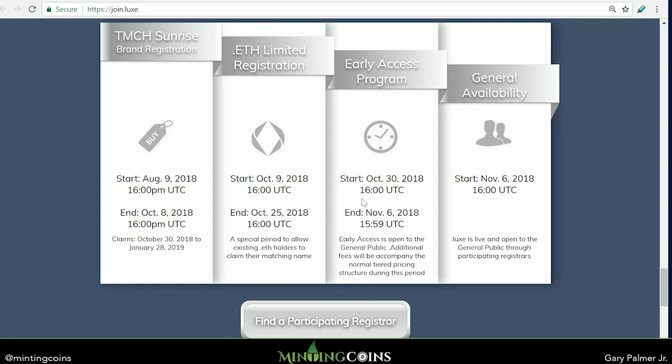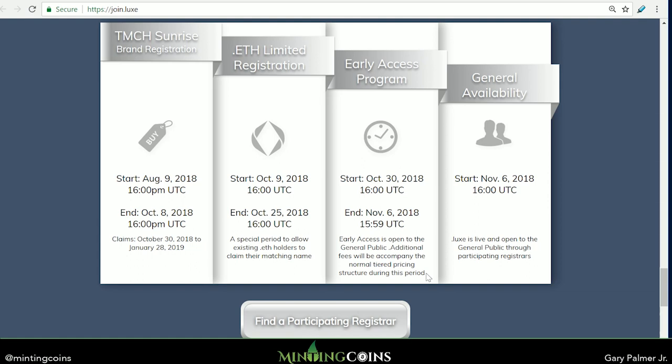And then after that, 5 days after the .eth period, on October 30th, the day before Halloween, there's going to be the early access registration period. That's when people are going to be able to buy domain names at certain price points. And those price points are going to include additional fees that you're going to pay one time in order to get early access to that domain name.